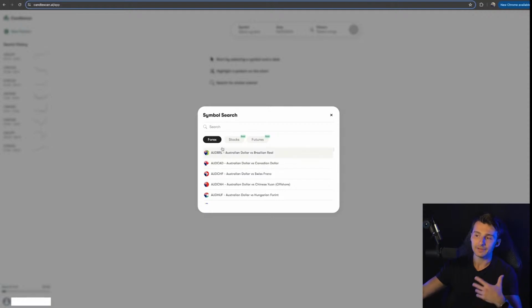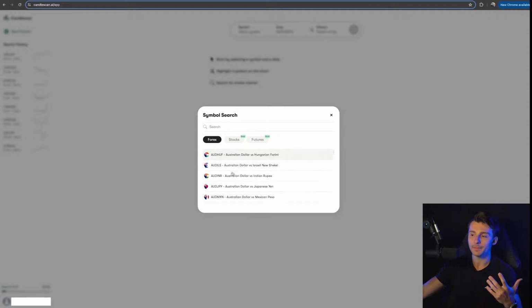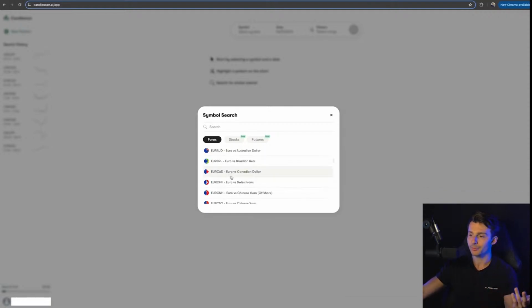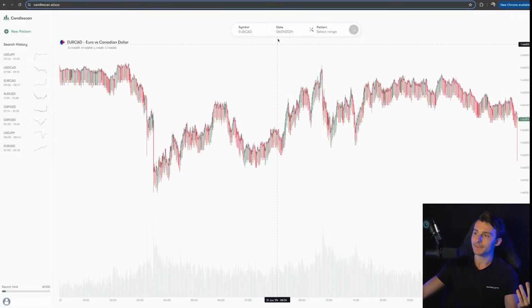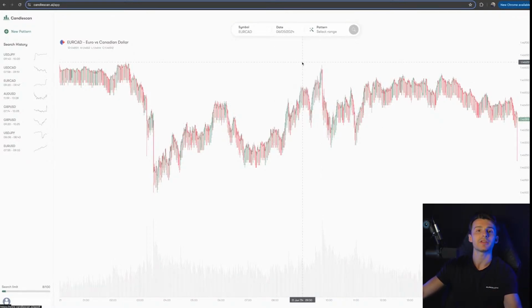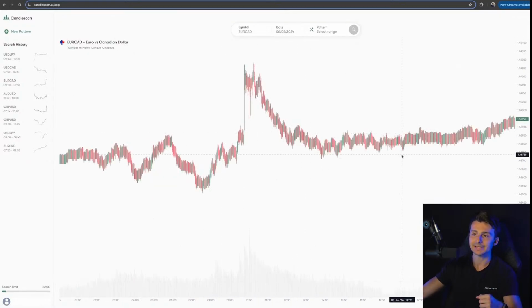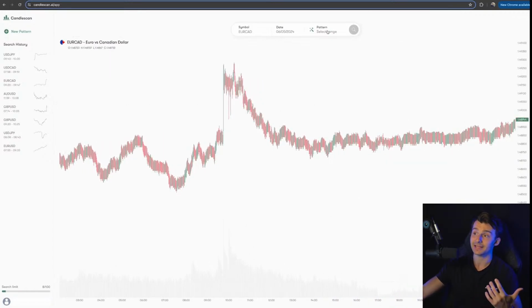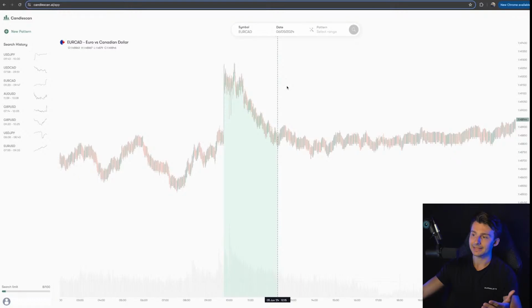So what we have is the basics. If we wanted to pull up a currency pair, let's go and pull up the euro versus the Canadian dollar, and let's look at any given day throughout history. I can go back to June 5th if I want to, and I can see how this has played out. What I can do is click on the symbol, the date, and then select range. When I click on select range, I can select any range that I want.